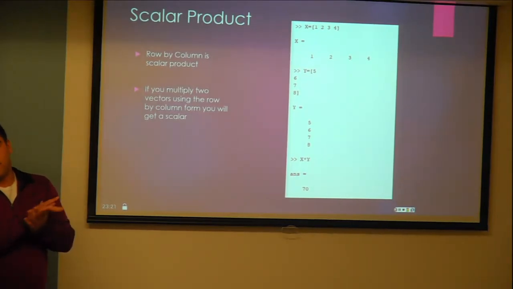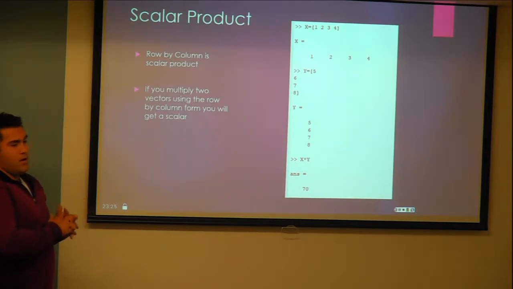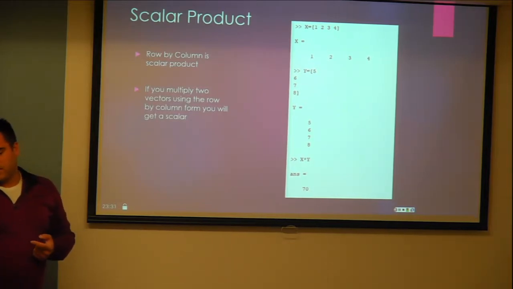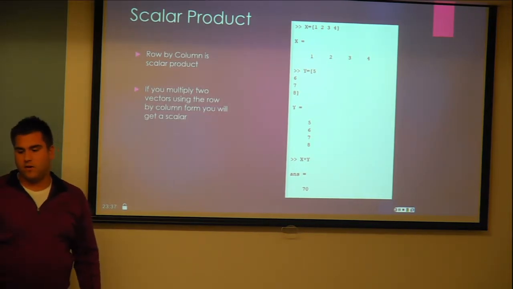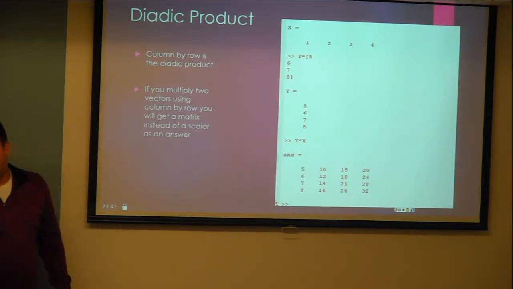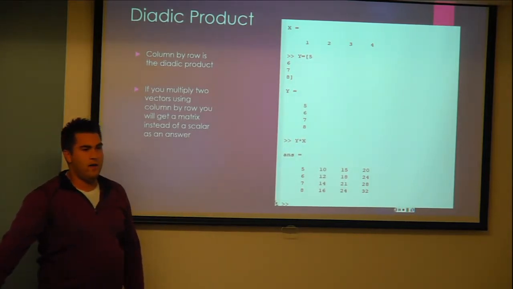So the scalar product and dyadic product, the scalar product is a little bit different. You need to multiply a row by column, not column by row. If you do row by column, you'll get a scalar as a result, just a number. If you use the dyadic product, it'll be a matrix. So it's a little touchy. It's very specific on what it wants you to do. Here we have the dyadic product. You can see I did y times x, so that's column by row instead of row by column. And then you do get a matrix out as your result rather than a scalar.